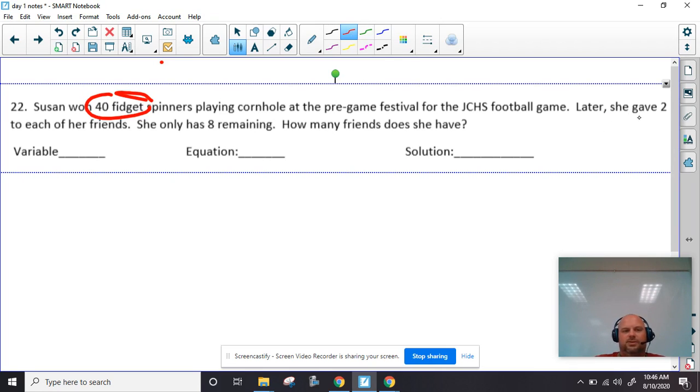So later, she gave 2 to each of her friends. So we need to know this. And then she has 8 remaining. How many friends does she have?